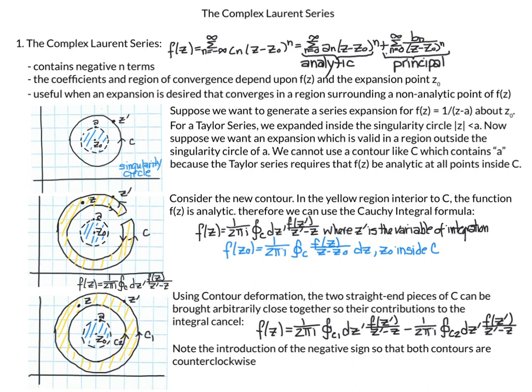so they would cancel each other out. So what you're going to get then is that we have the circle C1, the outside circle, and the inside circle, which is in the opposite direction, and we've canceled out this straight line portion. And then we introduce this negative sign so that we can change C2 to be in the same direction, so that now they're both counterclockwise.